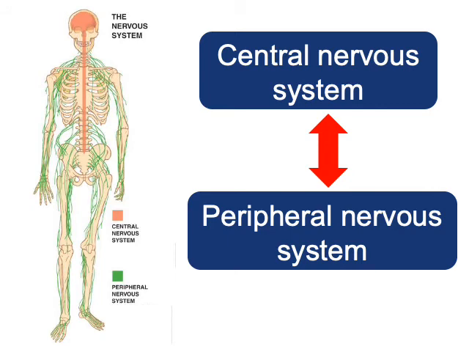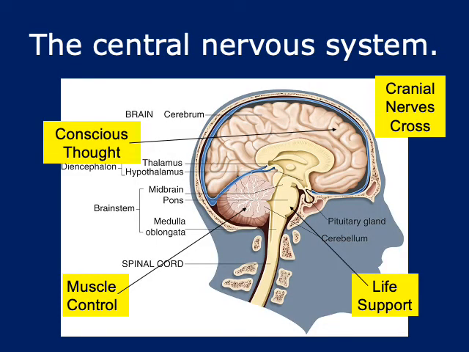So here's a diagram of the central nervous system. You can see the cerebrum is your conscious thought, your thinking, adding and subtracting. Your midbrain is your muscle control, and your brainstem is your life support system. And there's your spinal cord going down. What I wanted to point out is that we do have what's called cranial nerves, and they pass through the basilar skull plate.